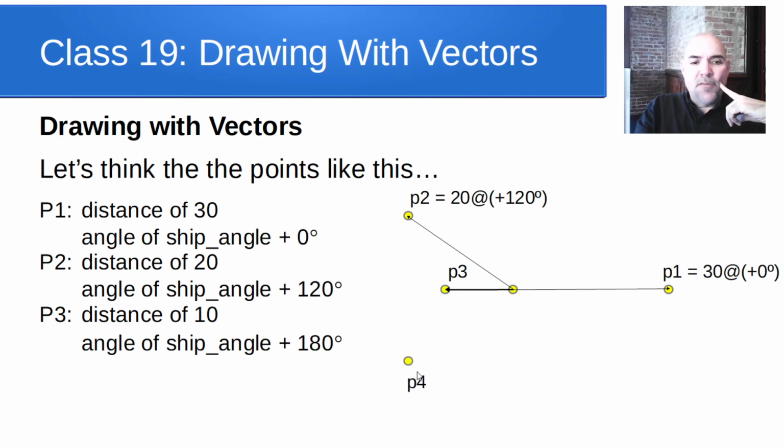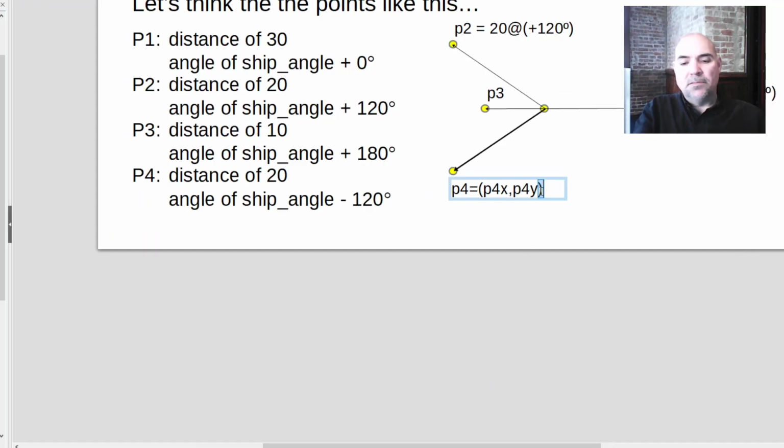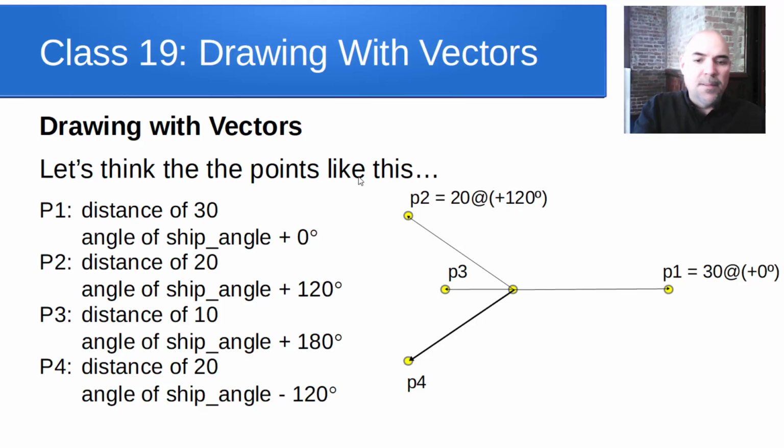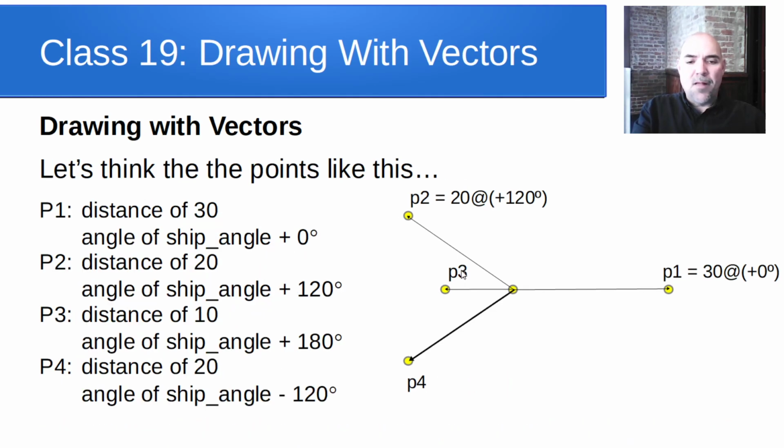Now, what about P4? Well, that's also going to be a distance of 20, but now rather than 120, the easy way to do this is just on the other side, so let's just do minus 120 for that. Okay, so now we have our 4 points. P1 is 30 pixels at 0 degrees, P2 is 20 pixels at 120 degrees, P3, and let me go and fill in the, here, I'm going to pause this and fill in those other things, and then we'll come back to this in just a second, so hold on.